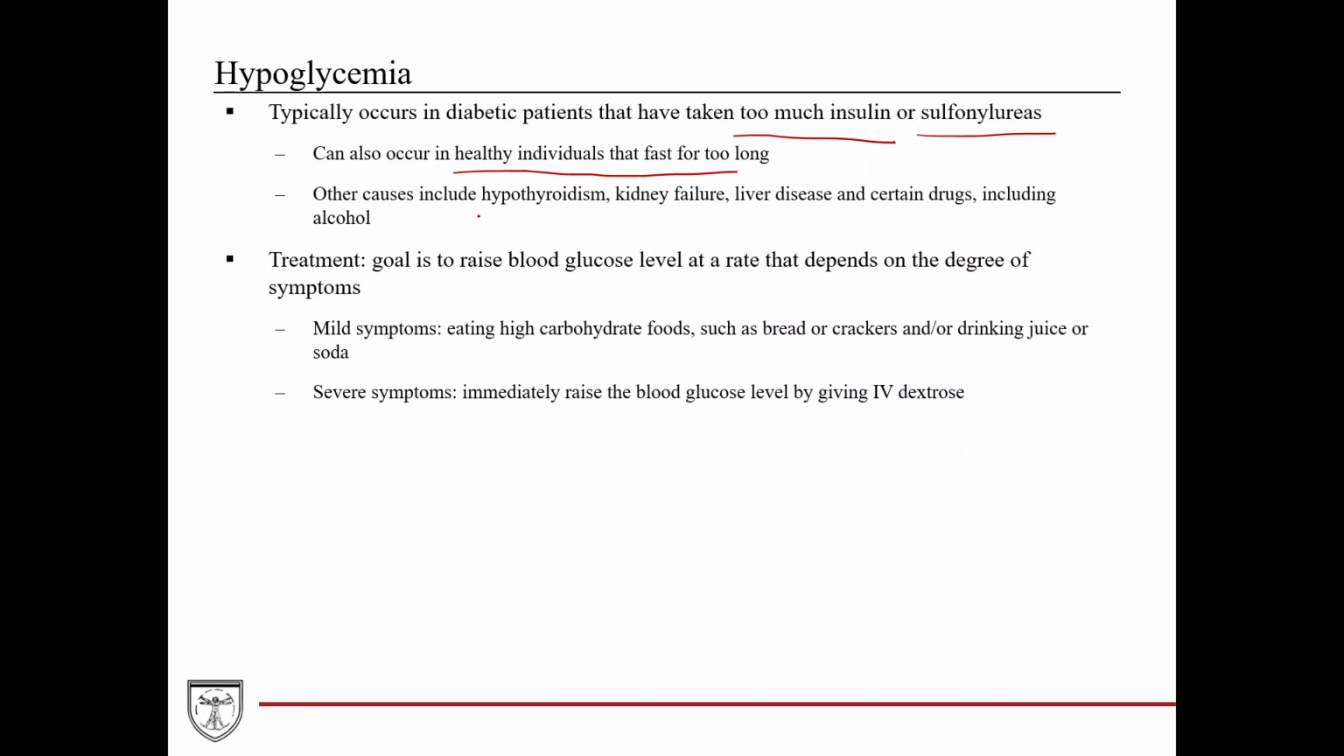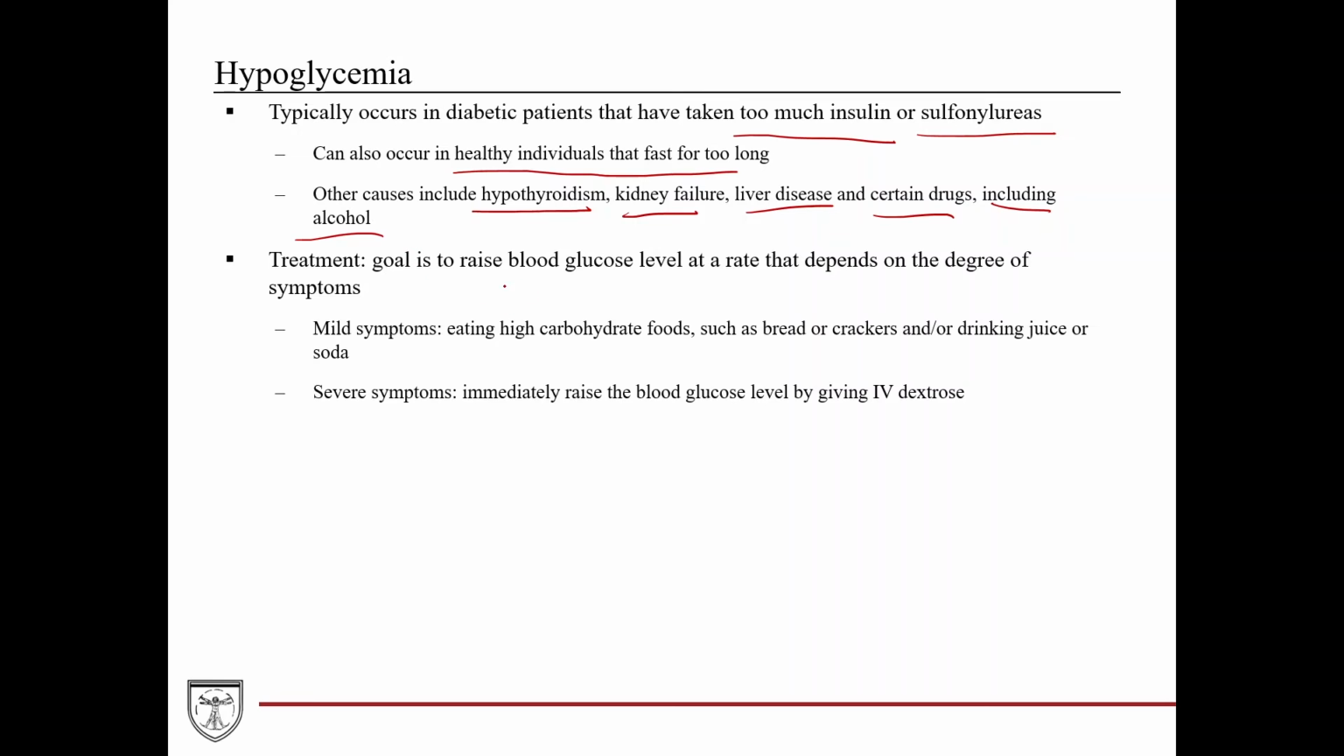Other causes include hypothyroidism, so thyroid hormone stimulates metabolism. You can see it in kidney failure, liver disease. There's certain drugs that can cause hypoglycemia, including alcohol, so definitely want to be aware of that. The way you diagnose it is you just do a finger prick test and you look at the blood sugar level that way. You just do a point of care glucose level and see what the serum glucose level is.